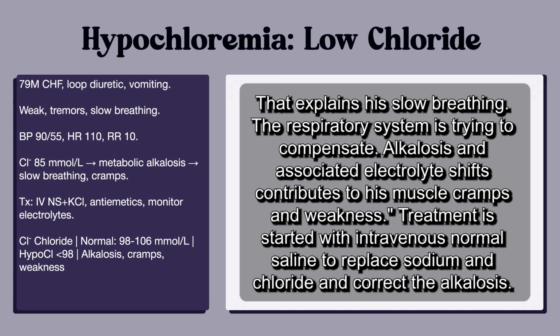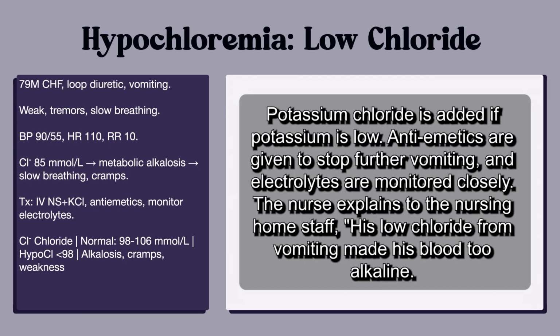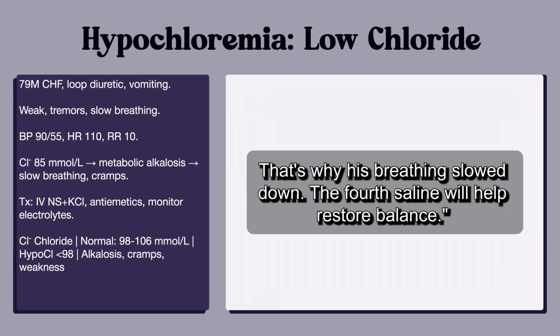Treatment is started with intravenous normal saline to replace sodium and chloride and correct the alkalosis. Potassium chloride is added if potassium is low. Antiemetics are given to stop further vomiting, and electrolytes are monitored closely. The nurse explains to the nursing home staff, his low chloride from vomiting made his blood too alkaline. That's why his breathing slowed down. The fourth saline will help restore balance.